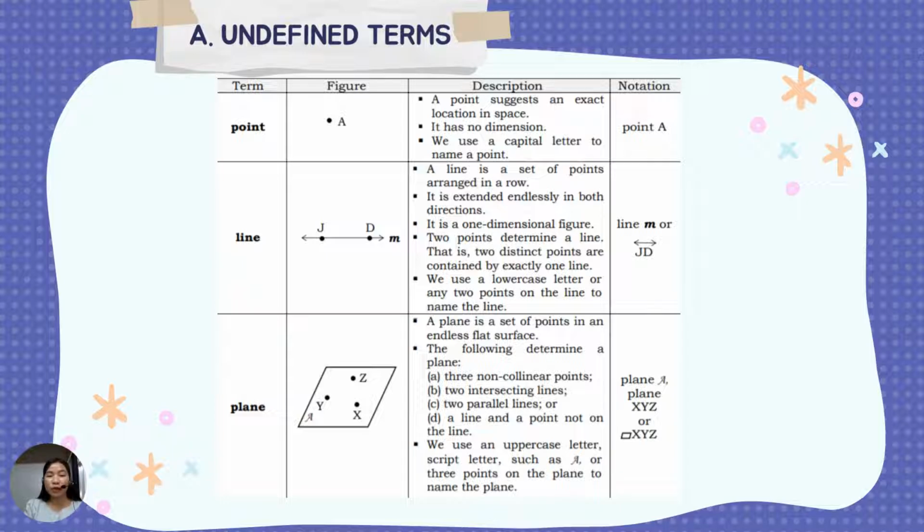Letter B, 2 intersecting lines. Letter C, 2 parallel lines. Or letter D, a line and a point not on the line. We use an uppercase letter or script letter such as A, or 3 points on the plane, to name the plane. We can read that as plane A or plane XYZ, or plane X, Y, Z in mathematical symbol. Okay?